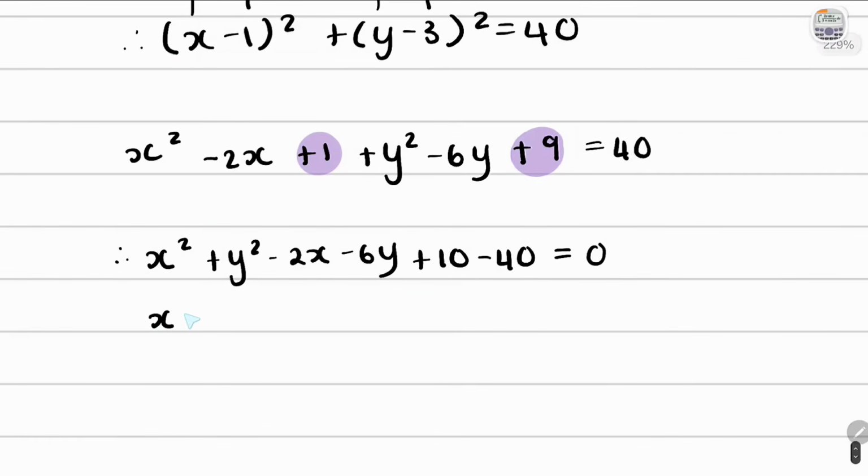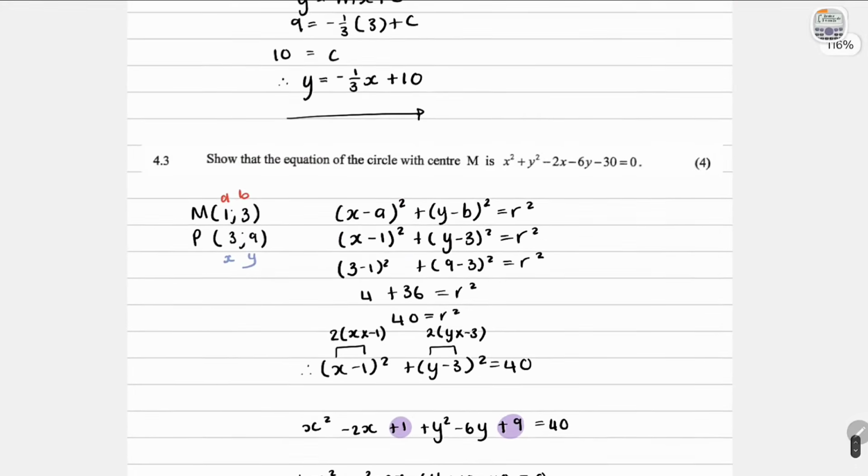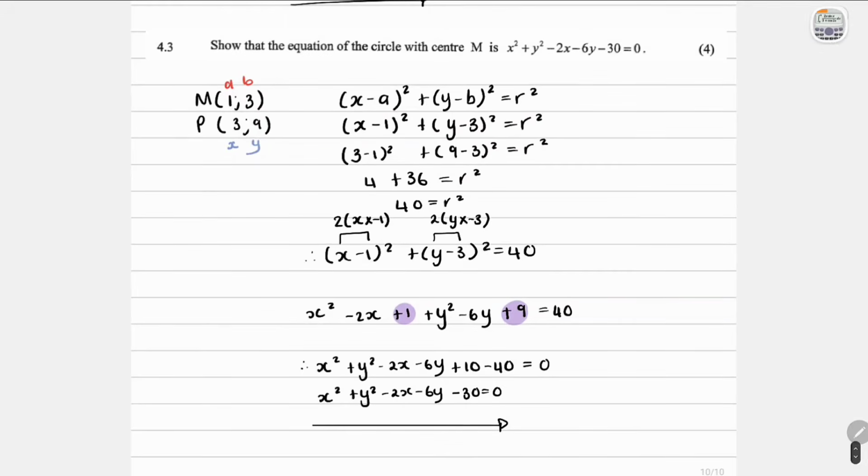Okay, because they also just left the right-hand side equal to 0. So this is x squared plus y squared minus 2x minus 6y, 10 minus 40 is negative 30, is equal to 0. And that is the equation of our circle. Okay, so that is it for 4.3. And then we move on to the next question.